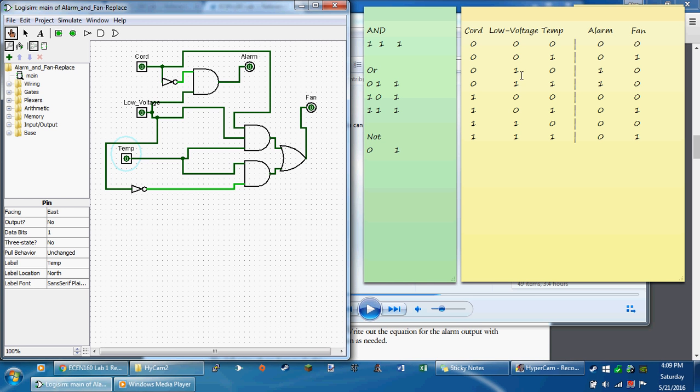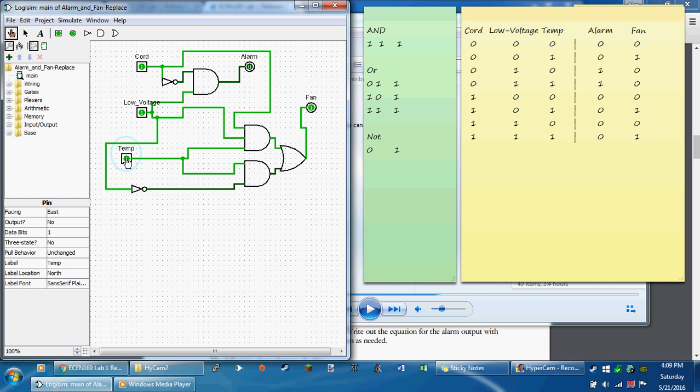Okay, let's do low voltage. The alarm turns on, that's right. Let's do low voltage and temperature. Just the alarm still turns on, that's good. Let's do cord. Yeah, that's right, no problems there. Cord and temperature. Yes, it just turns the fan on. Let's do cord and low voltage. No problems there. And let's do cord, low voltage, and temperature. It'll just turn the fan on.